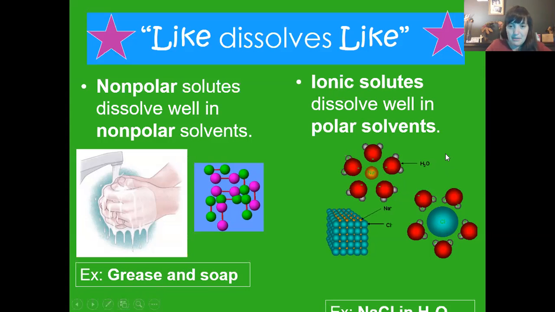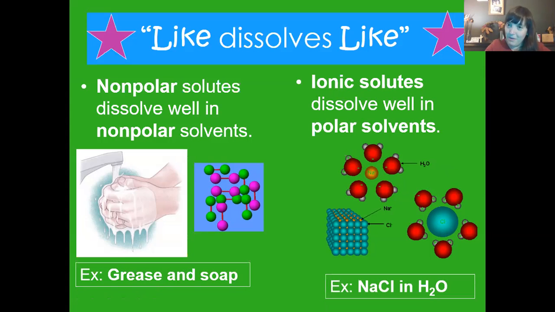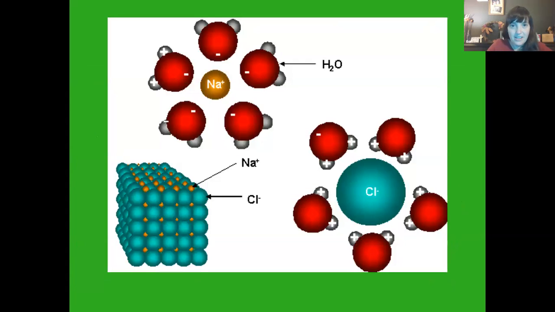So this example is salt and water, sodium chloride and H2O, and I have a bigger picture on the next slide. Yeah, so here we have the negative end of the water molecule, which is the oxygen end, right? H2O. The negative end surrounds the positive ion. And then here the positive ends surround the negative ion and keeps those ions apart and keeps them dissolved in water.